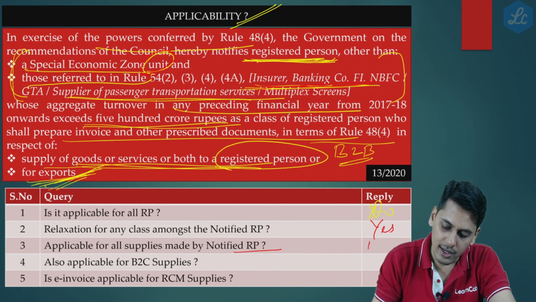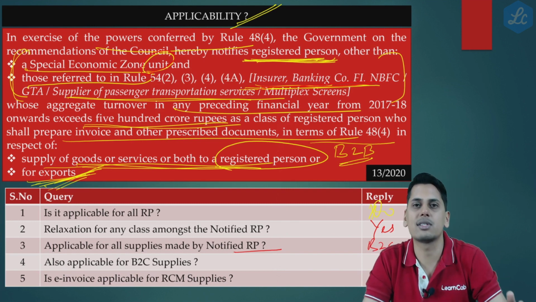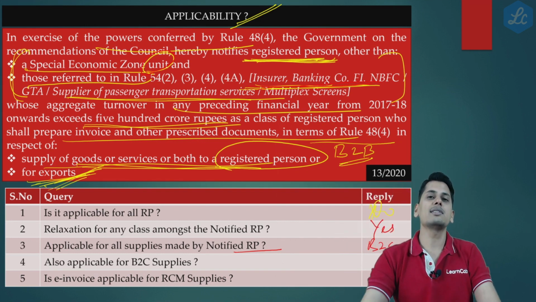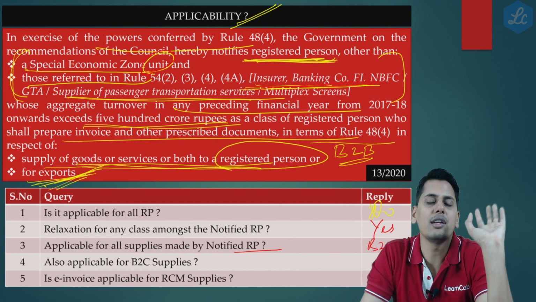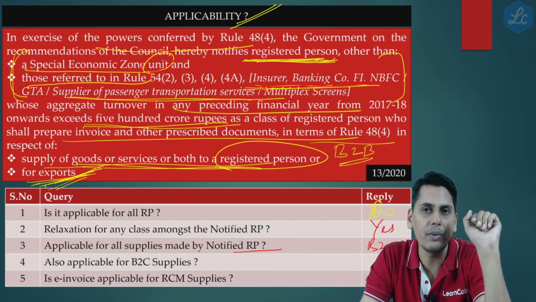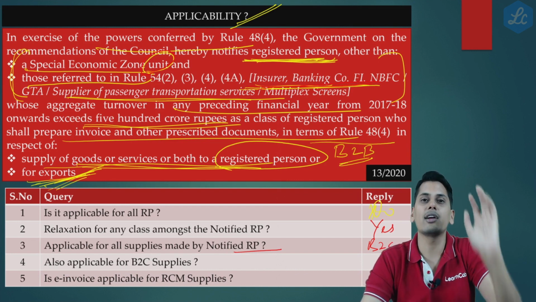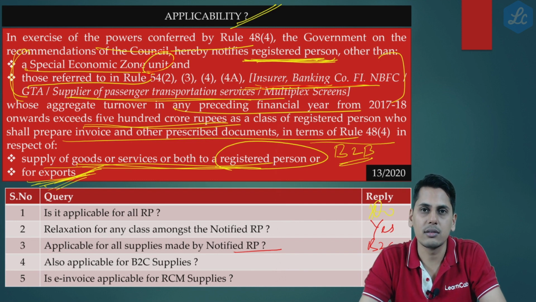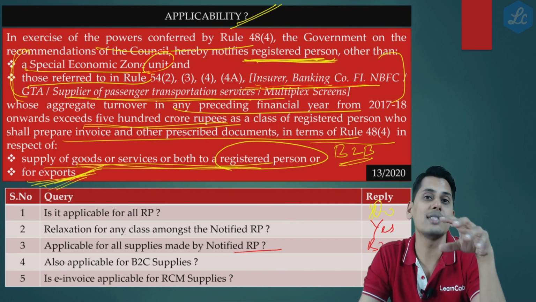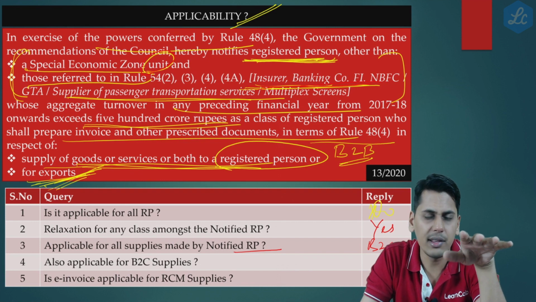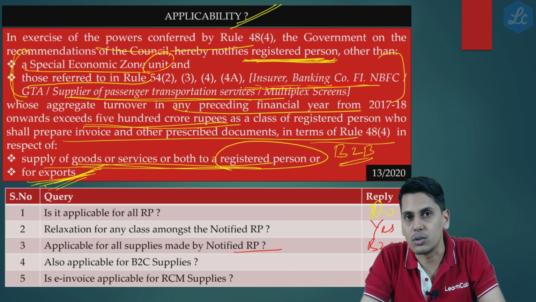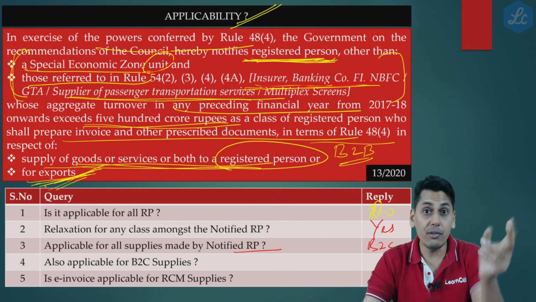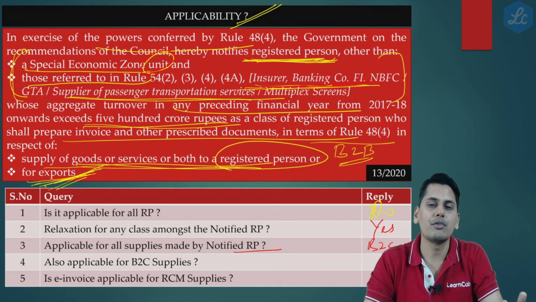So friends, the question was whether it is applicable for all the supplies made by notified registered persons. The answer is no, friends. In case of B2C supplies other than exports, let's suppose I am a person whose aggregate turnover in the preceding financial year is 1000 crore rupees. I am also not a special economic zone unit. I am also not these specified suppliers. For me, for B2C supplies, which is not exports, whether 48 sub rule 4 is applicable, the answer is no. Which means that I can issue an invoice for my B2C supplies even without obtaining an invoice reference number from the common portal.